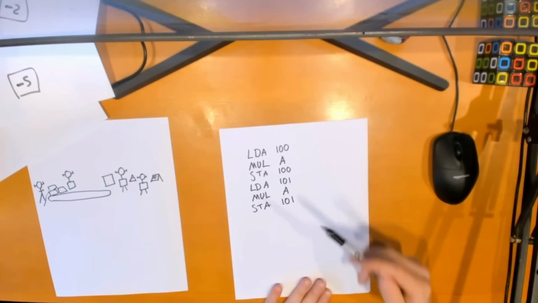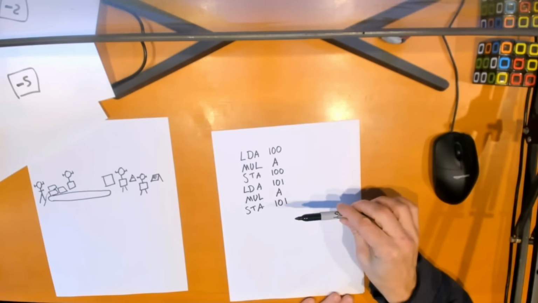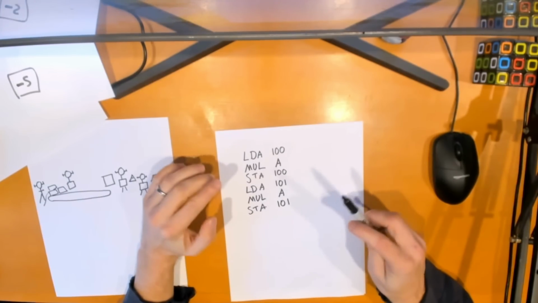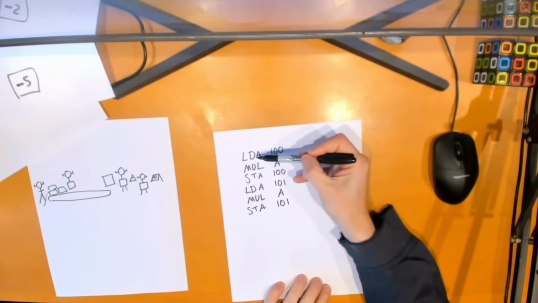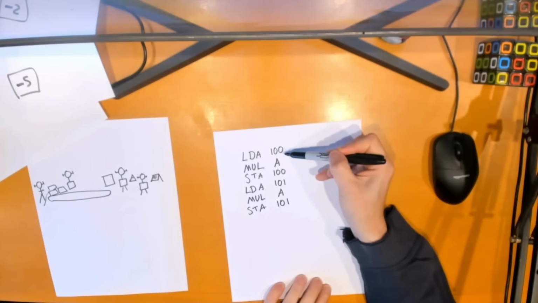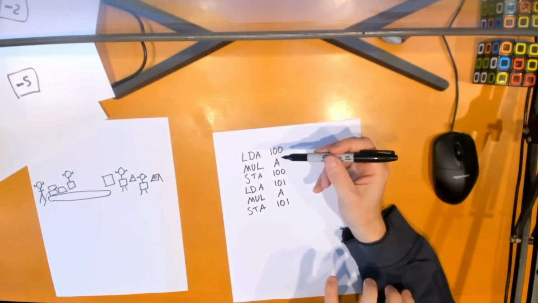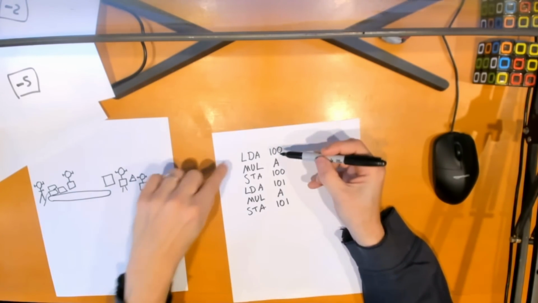Now, if I were to draw out my scoreboardy thing, there would only be one piece of work that we could do here, because if we look at each instruction in turn, we can see what it needs before it can start. So this load instruction at the beginning can start immediately. It doesn't depend on anything. We know that we just want to read the contents of box 100 and put it in the accumulator. So that can go straight away.